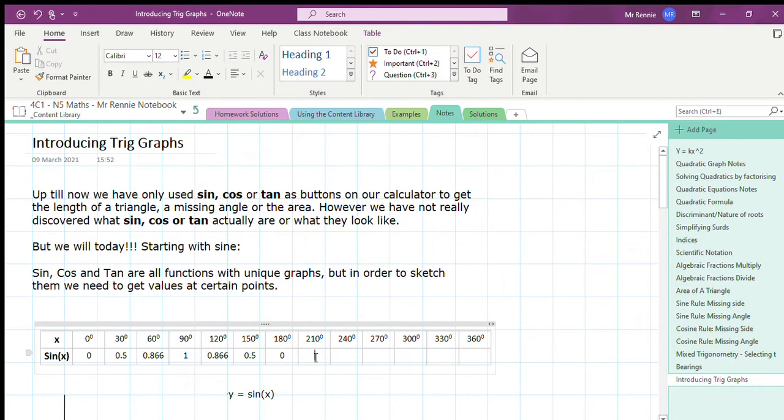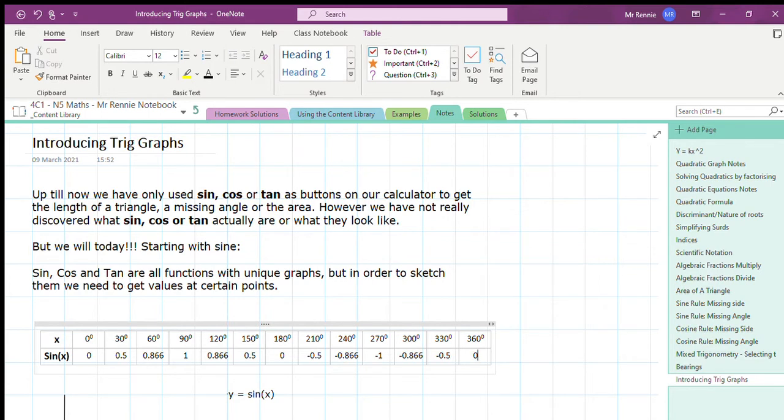If I put sine of 210, I get negative 0.5. So my value actually starts to go to the negative side. If I continue, sine 240 gives negative 0.866. If I then go to 270, it goes to negative 1. Sine 300 gives me negative 0.866. Sine 330 is negative 0.5. And sine 360 is back up to 0. So that is me worked out all the values of my sine graph at these points.